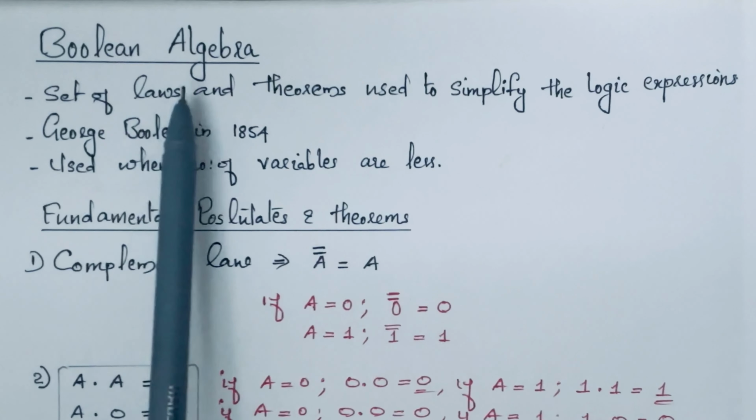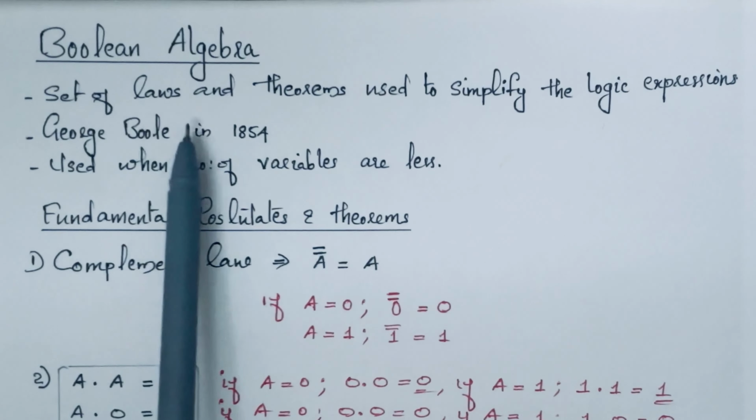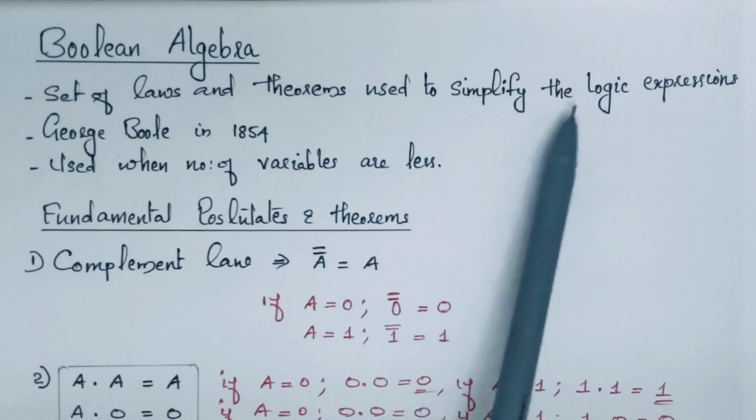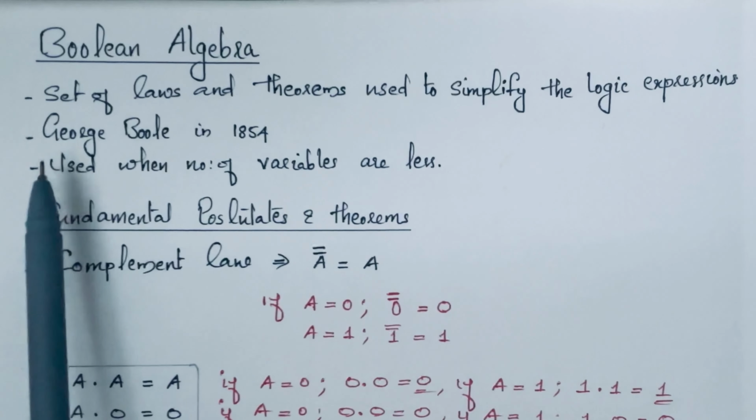In this session, we are going to see Boolean algebra. So what is Boolean algebra? It is a set of laws and theorems used to simplify the switching functions or the logic expressions. It is named after the mathematician George Boole, who developed this algebra in 1854.